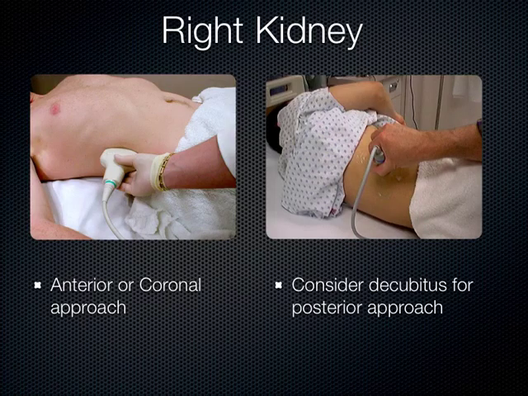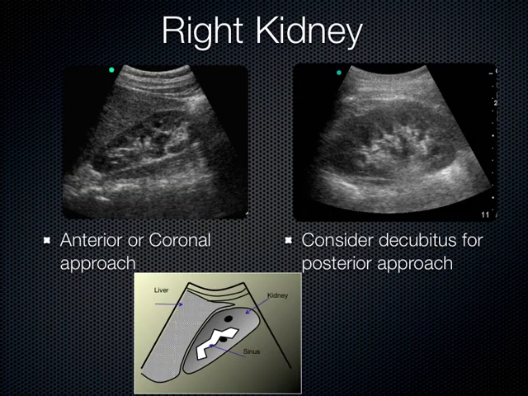How do you actually scan the kidney? Very simple. You place the probe either in a coronal or an anterior location and get the kidney on the screen that way, or you can turn the probe to a more posterior approach back here, looking between the ribs posteriorly. It all depends on the patient's body habitus, how their organs fall into place. Sometimes you get better views coronally, sometimes better views posteriorly.